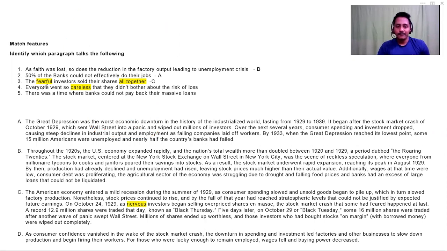Okay. Everyone went so careless. Here is where they're telling the background. First, it increased the wealth of the nation because everyone is putting their money in the shares. Everyone is buying, buying, buying. It completely went up. Scene of reckless speculation. Speculation is your theory. Your theory is so baseless. They're not even considering risk as a factor. That is what reckless means, where everyone poured their savings. Everyone went so reckless, they did not bother about the risk of loss. Reckless.